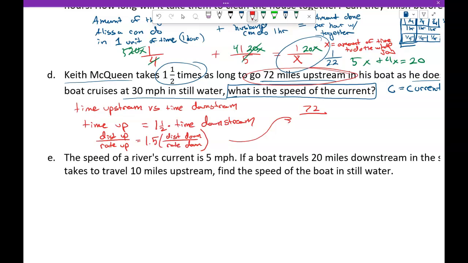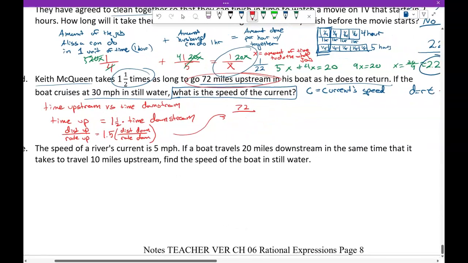and he goes the same distance downstream. So those two values are going to be the same, same upstream and downstream. Now we still have the 1.5 being multiplied. Well, now we need to figure out the rate going upstream and the rate going downstream. Well, we're told that the boat is 30 miles per hour in still water. So we're going to start with that. The boat moves at 30 miles per hour.